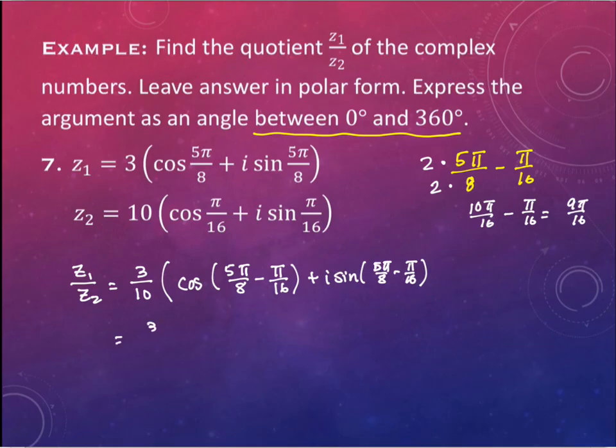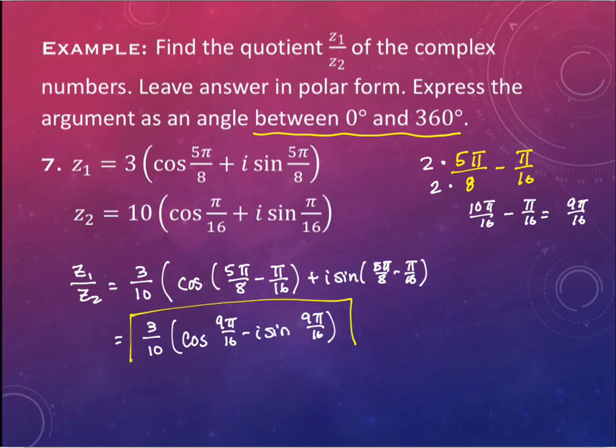So it will end up being 3 over 10 cosine of 9 pi over 16 minus I sine of 9 pi over 16. And again, we can certainly leave it just like that. If you really saw the need for or wanted to check and see that it matched something else you're looking at, if you're checking a solution, they might distribute that through. But this is a perfectly acceptable way to leave this.